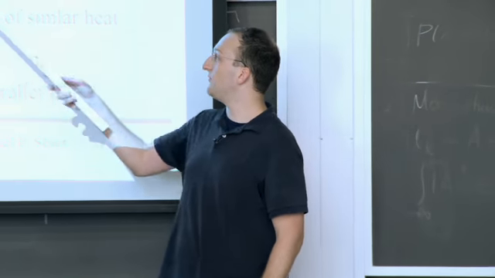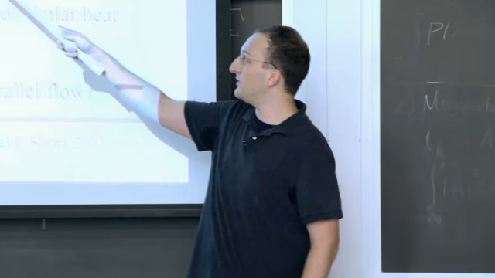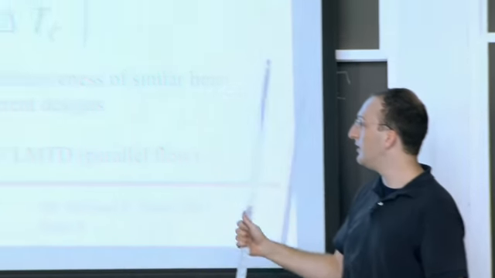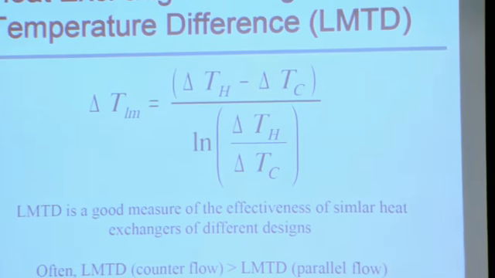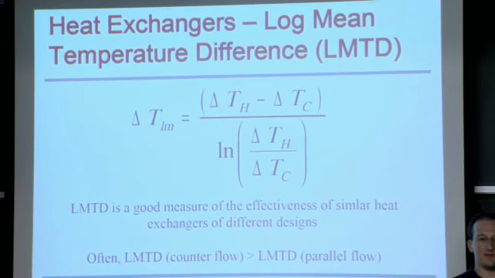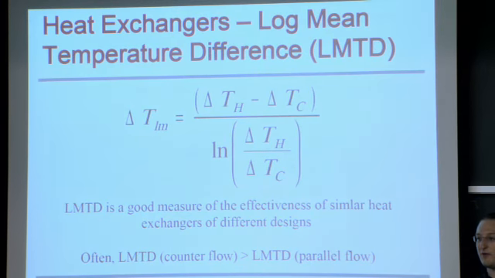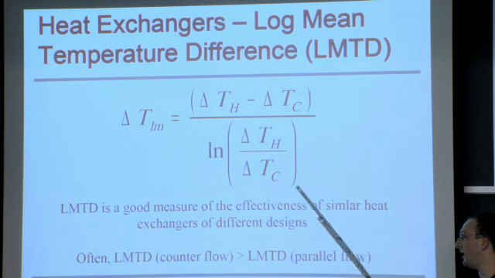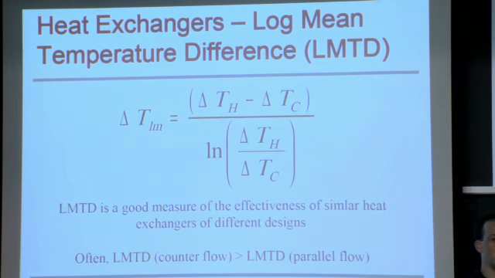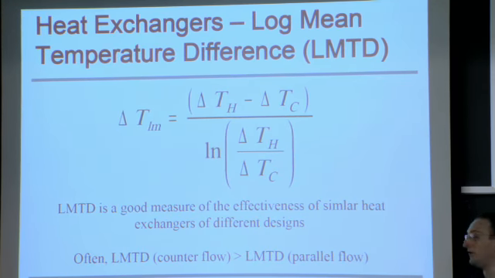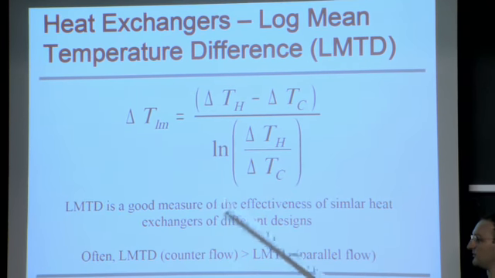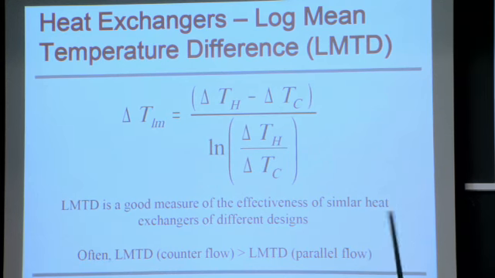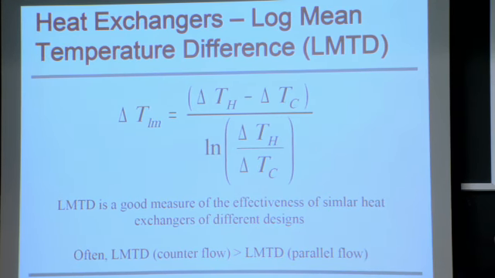So here's the formula for log mean temperature difference. So this is the change in the hot leg temperature, the change in the cold leg temperature. Oftentimes, if you have two heat exchangers of the same size and they have different configurations, you'll notice the log mean temperature difference is different. Bigger log mean temperature difference usually means it's better at getting heat out. And I'll tell you, counterflow, which is when the fluids flow in opposite directions, tends to be better than parallel flow, when the fluids flow in the same direction.